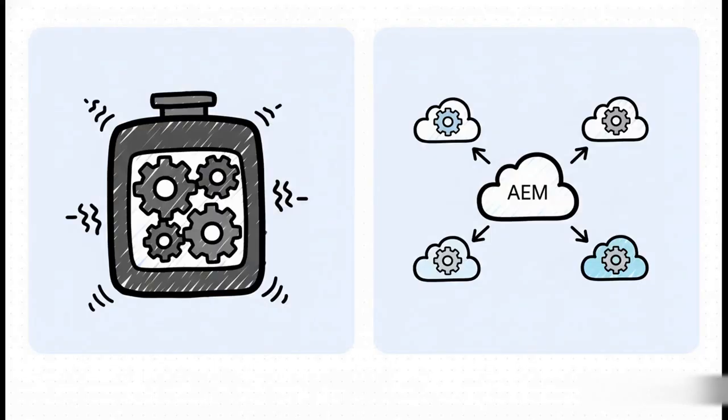In classic AEM, everything happened inside a single instance. You'd upload a big video file, and the whole server would just groan under the pressure. But now, with AEM Cloud, all that heavy lifting gets offloaded to these external specialized microservices. This means AEM itself stays fast and responsive, and the whole system is just way more scalable and reliable.